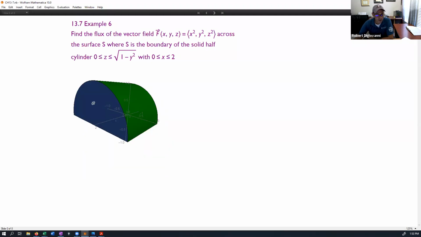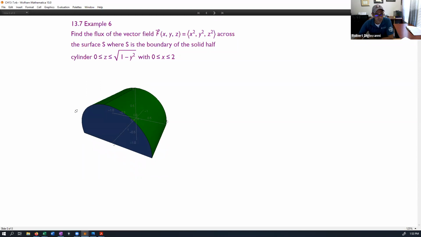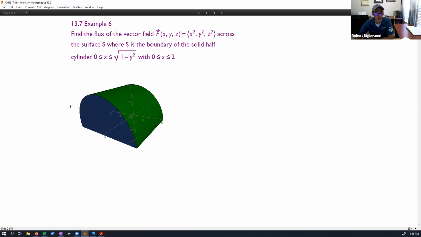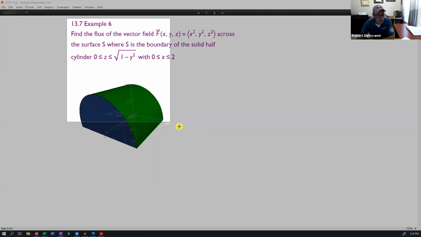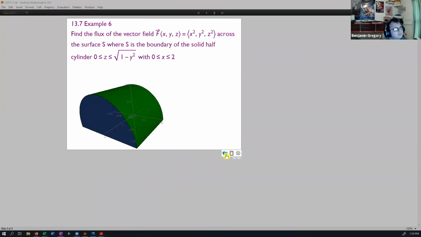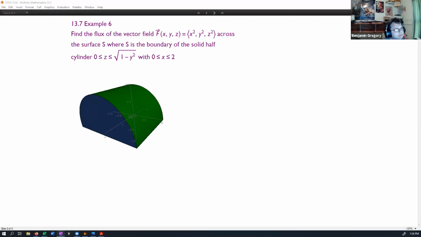We want the flux across this surface, all of it, the whole surface of the solid, which means we're going to have how many surfaces? 1, 2, 3, 4. Four surfaces.